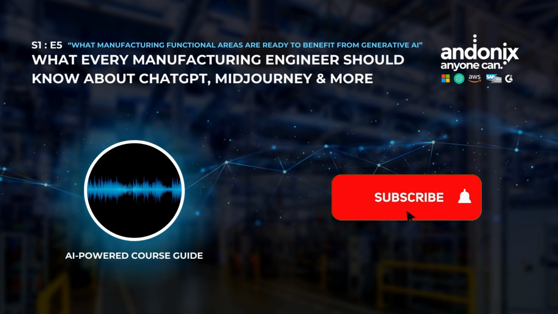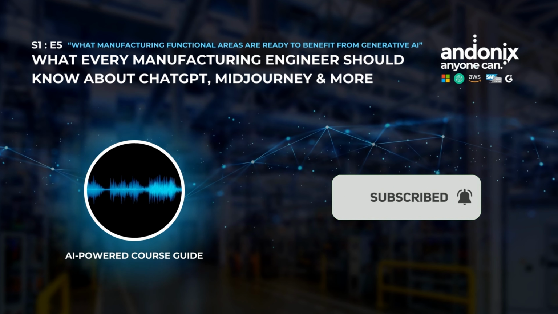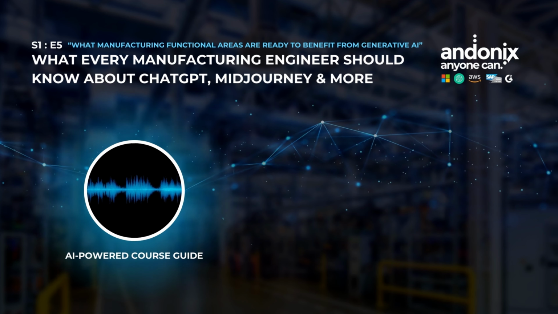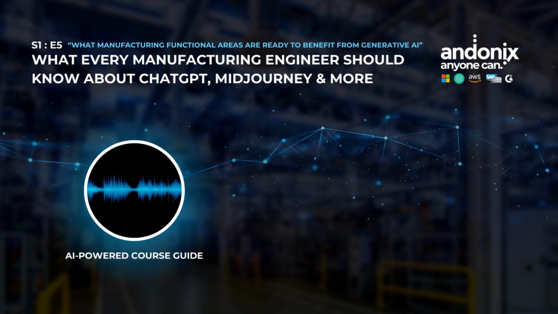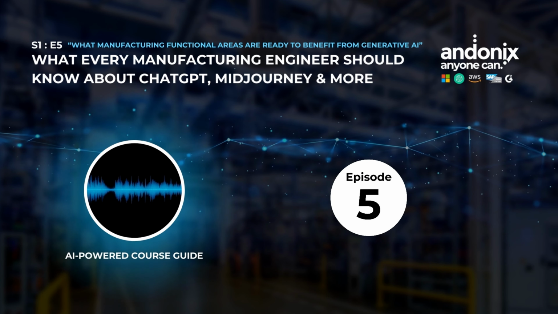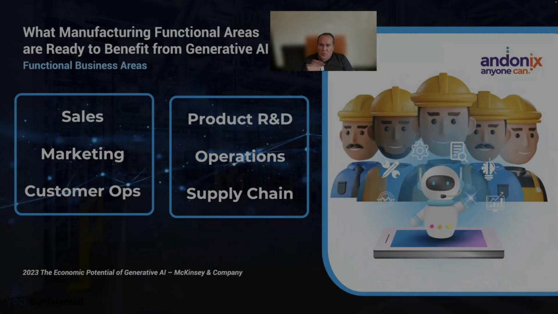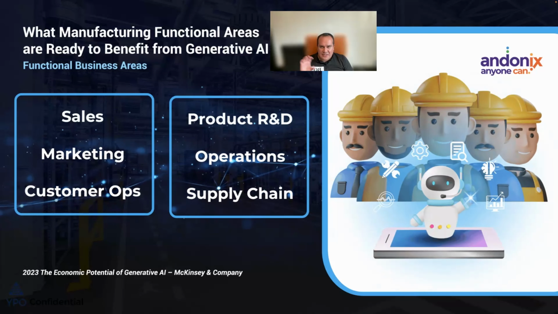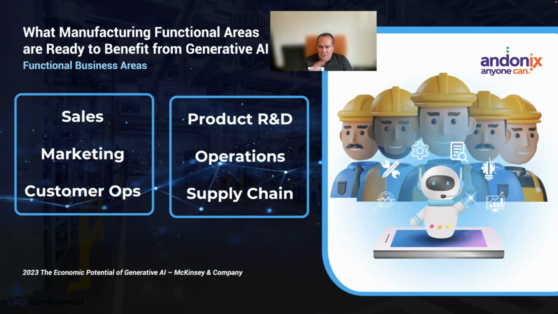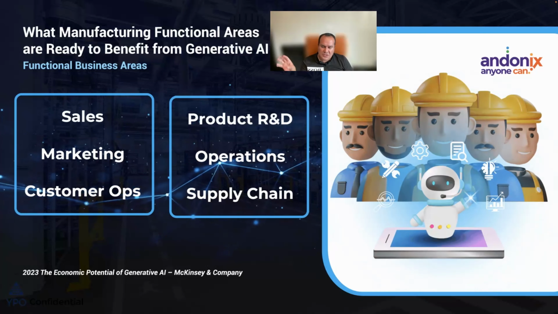As we conclude this season, anticipation builds for the next, where we'll continue to explore the vast capabilities of generative AI. Now, let's consolidate our insights. Dive into Episode 5. So, what are the functional areas that are being impacted? Sales, marketing, customer operations, product research and development, operations and supply chain.